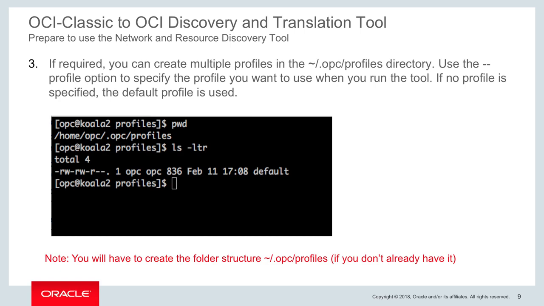If required, you can create multiple profiles in the /home/opc/.opc/profiles directory. Use the --profile option to specify the profile file you want to use when you run the tool. If no profile is specified, the default profile is used. Note, you'll have to create the folder structure underneath /home/opc/.opc/profiles if you don't already have it.